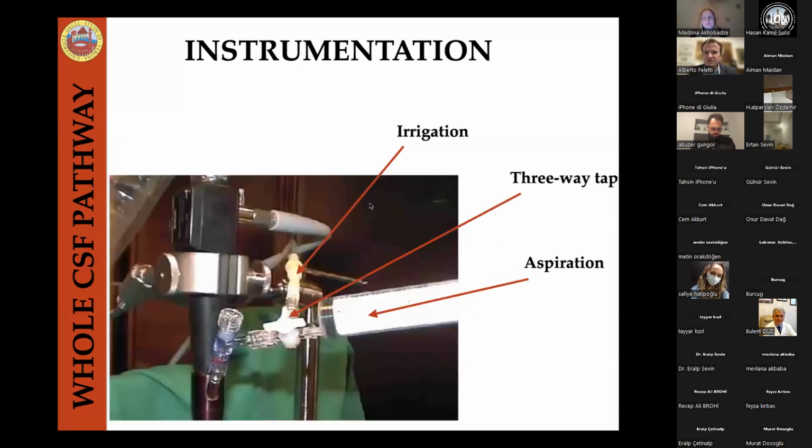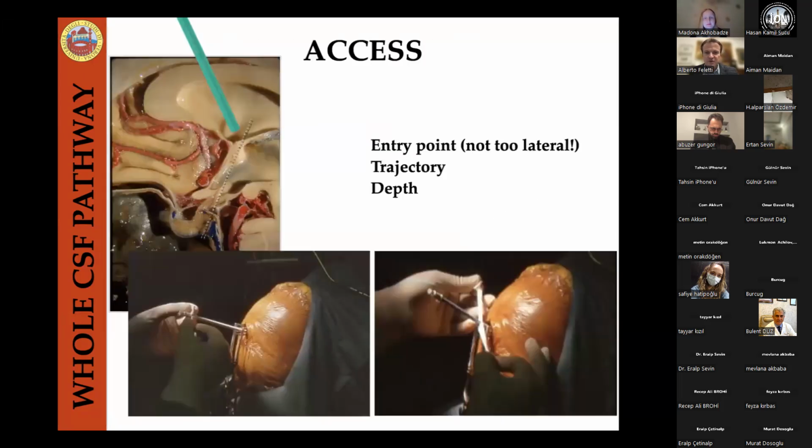The instrumentation is very simple, as you can see: a three-way tap connected with an irrigation system and with a syringe to do aspirations. The access point is crucial. It must not be too lateral because the cerebral aqueduct is a very tiny and median canal. And if you go too lateral, when you get there and try to enter the cerebral aqueduct, it will be very hard to enter it.